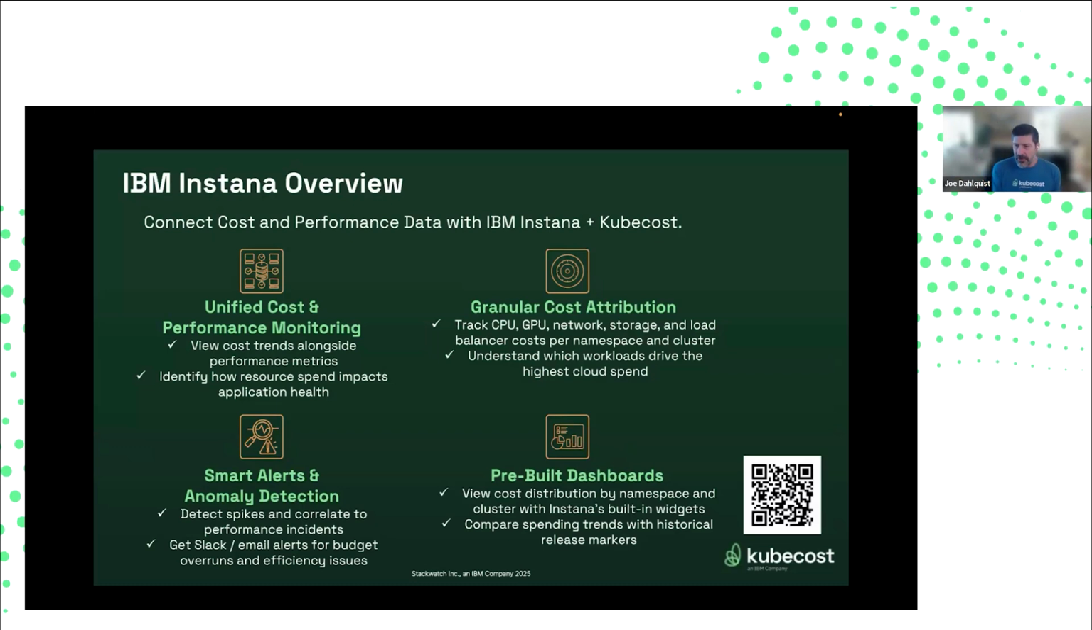This integration also enables really granular cost attribution. So if you want to be able to track things like CPU, GPU, network, storage, and load balancer costs, and you want to do that using Kubernetes dimensions like namespaces, labels and tags, or clusters, you'd be able to do that. You can understand in a very granular way which workloads are specifically driving the spend in my environment, and then you can do something about that.